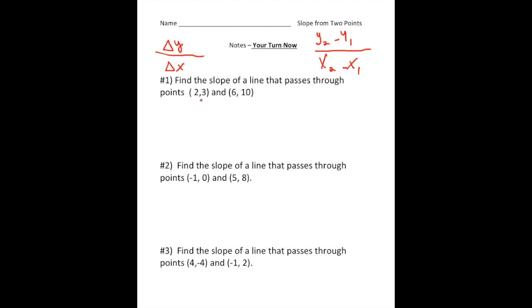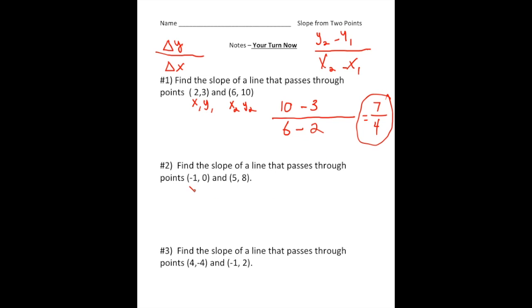For the first one, (2, 3) and (6, 10), this one should have been x1 and y1, and x2 and y2. Let's plug in what we know. y2 is 10, minus y1, which is 3, over x2, which is 6, minus x1, which is 2. So 10 take away 3 is 7, and 6 take away 2 is 4. And 7/4 can't be reduced, so there's our slope.